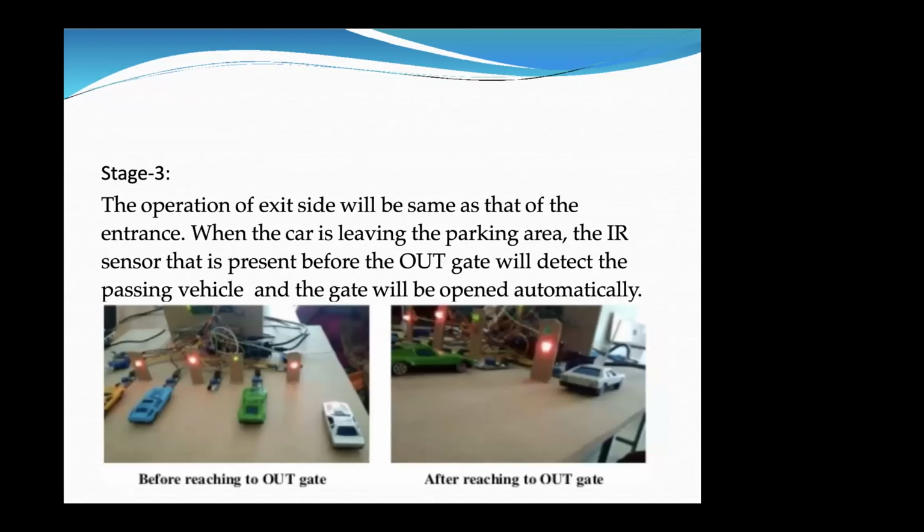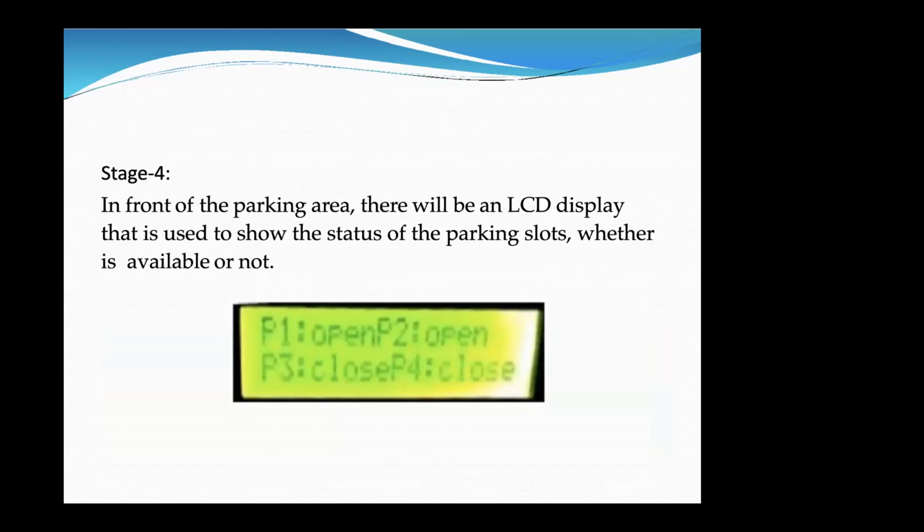Coming to stage three, it is the same as stage one. After parking, at the time of exiting, the IR sensor that is present before the out gate will detect the passing vehicle, and the gate will be opened automatically.